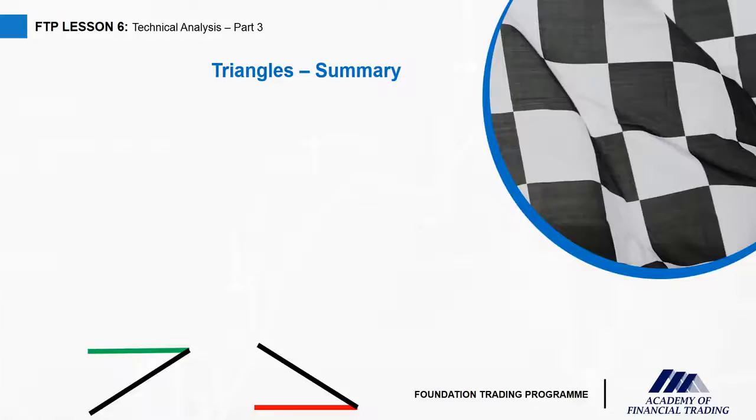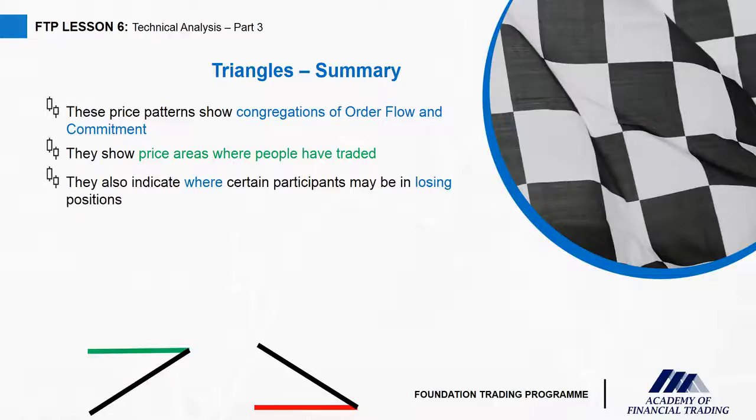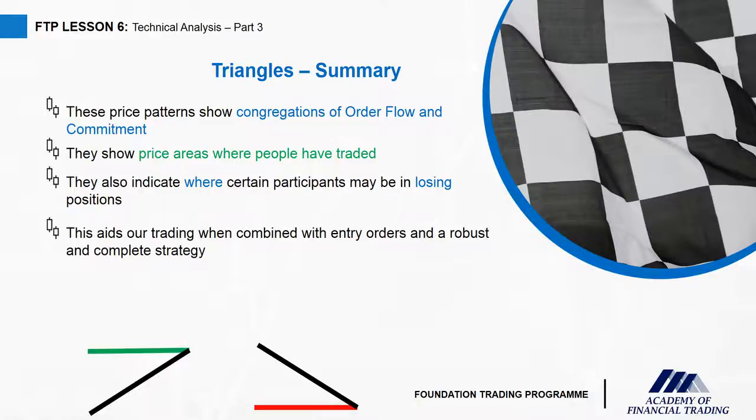All right, so the triangles are price patterns that show congregations of order flow and commitment. They show price areas where people are trading and where people are comfortable trading. Remember how much of this is psychological. They also indicate where certain participants may be in losing positions. This aids our trading when combined with entry orders and a robust and complete strategy. So remember, we're just building a toolbox, okay? These triangles are just one of our many tools.